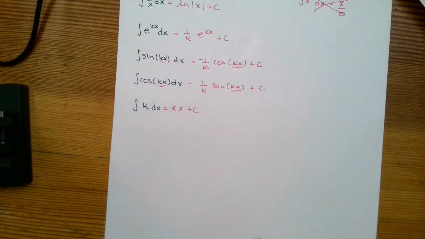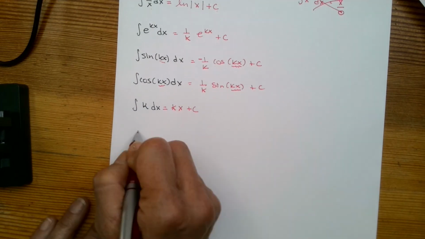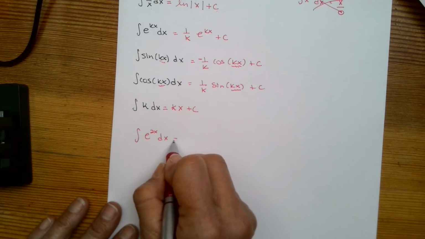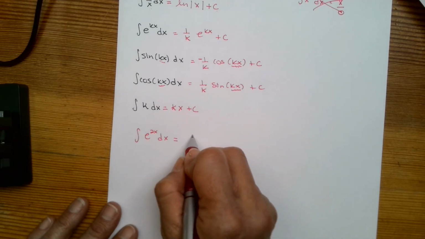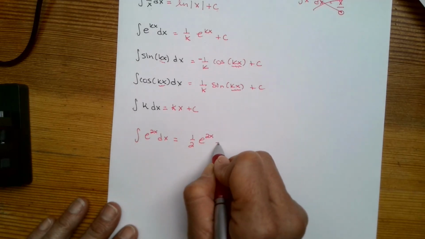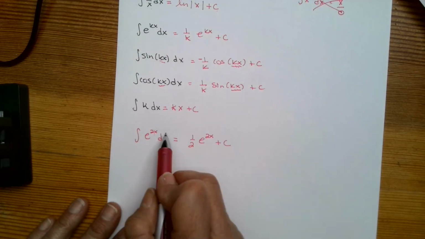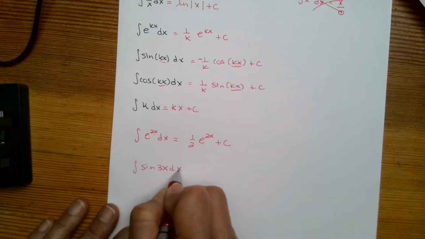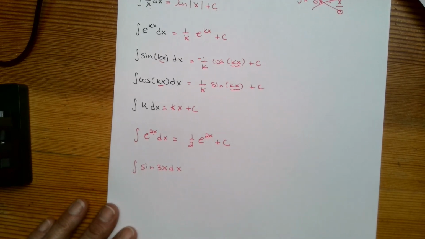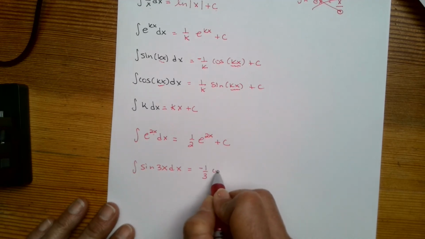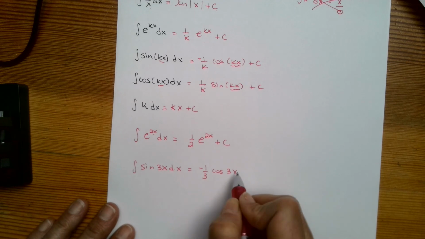So if we wanted to practice something, I want to integrate e to the 2x dx. The rule says that this would be 1/2 e to the 2x plus c. Again, the argument stays the same. I want to integrate the sine of 3x dx. That's going to be negative 1/3 cosine 3x plus c.